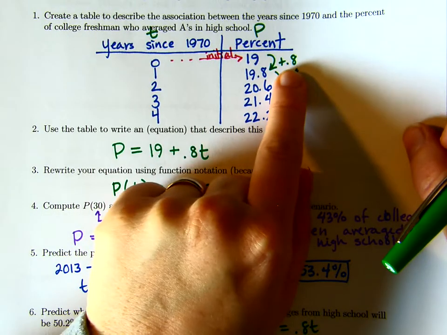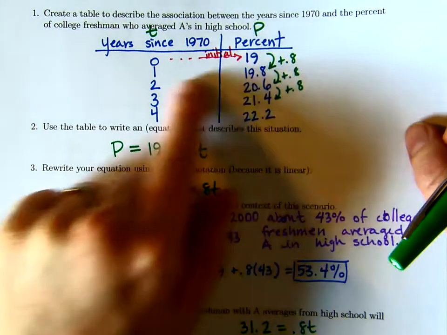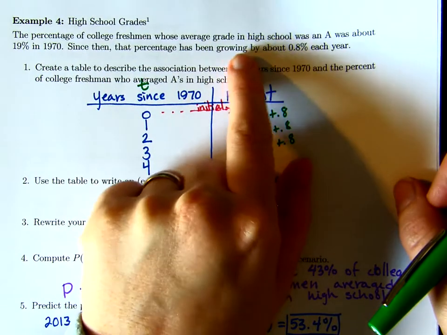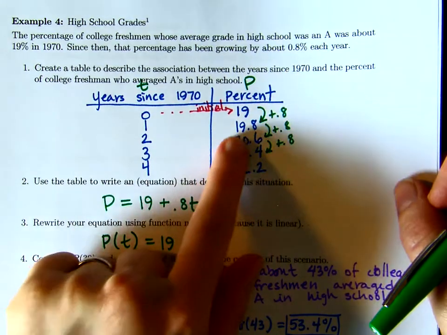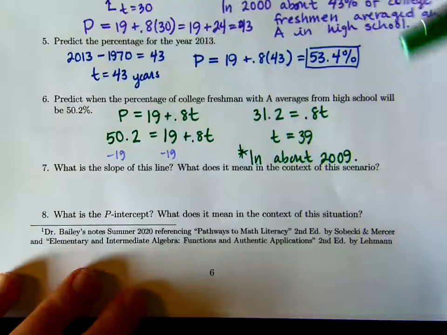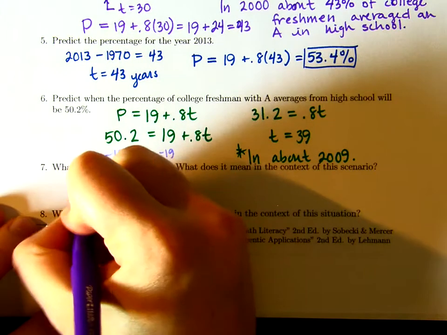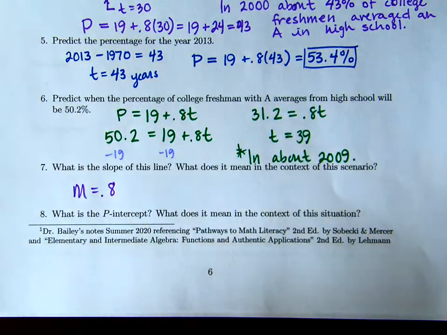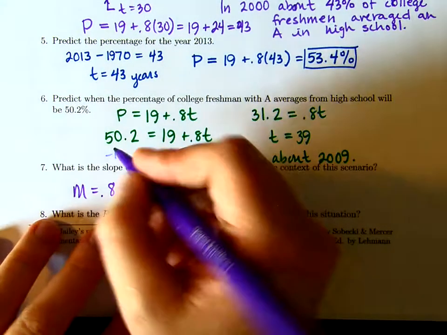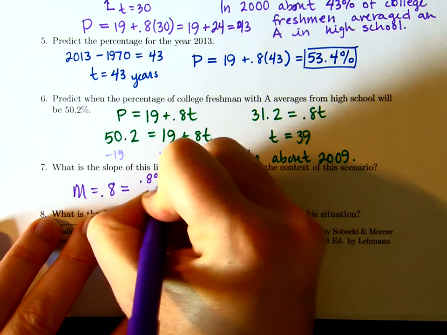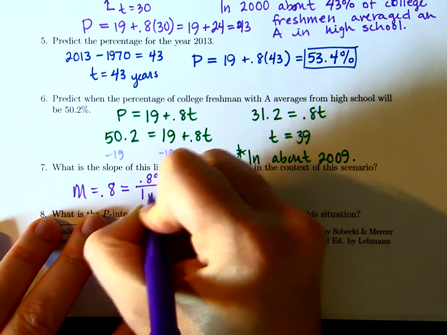It goes up by 0.8% each year. Growing by 0.8% each year. And that is our slope. So what is the slope of this line? It's 0.8. What does it mean in the context? I prefer actually even labeling this. 0.8% each year.